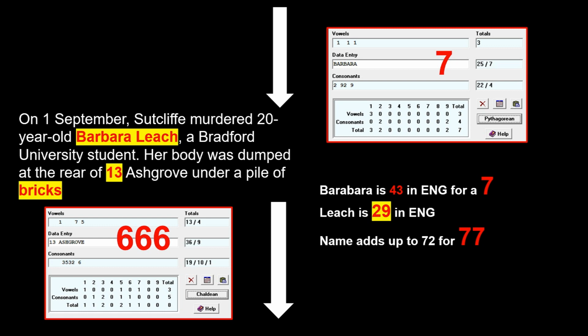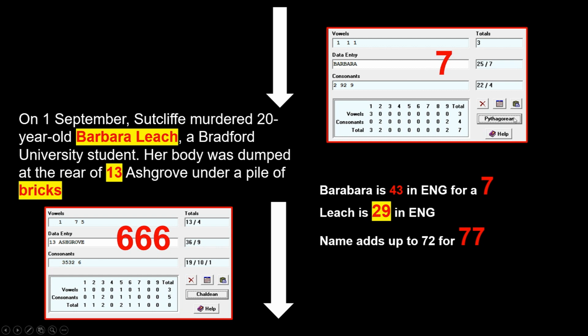But we'll continue with murders, because Sutcliffe murdered 20-year-old Barbara Leach. And this was a Bradford University student, apparently. And a body was dumped at the rear of 13 Ashgrove. 13 Ashgrove, 36 in Chaldean, for 666, 3 sixes. And it was hidden under a pile of bricks. Plenty of bricks around, apparently, to bury bodies, but there we go. So there's the bricks reference, the bricks, Masonic brick wall.